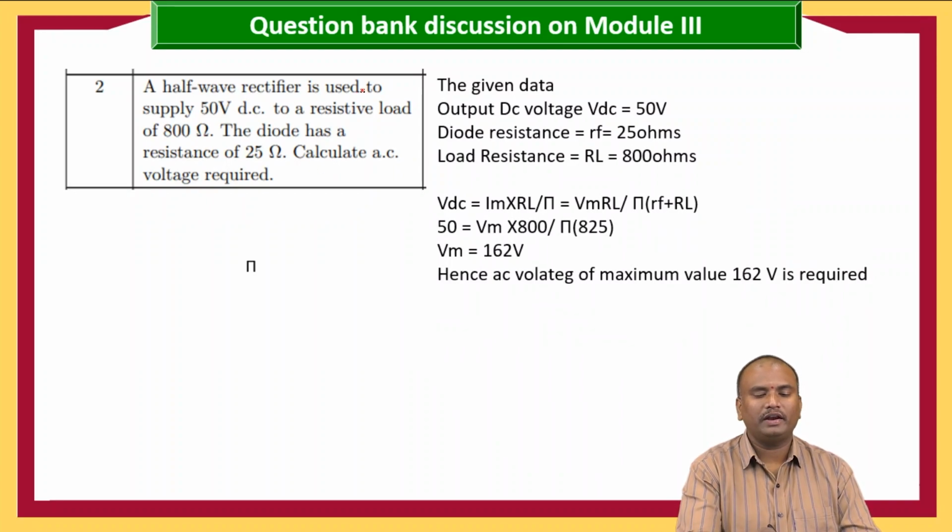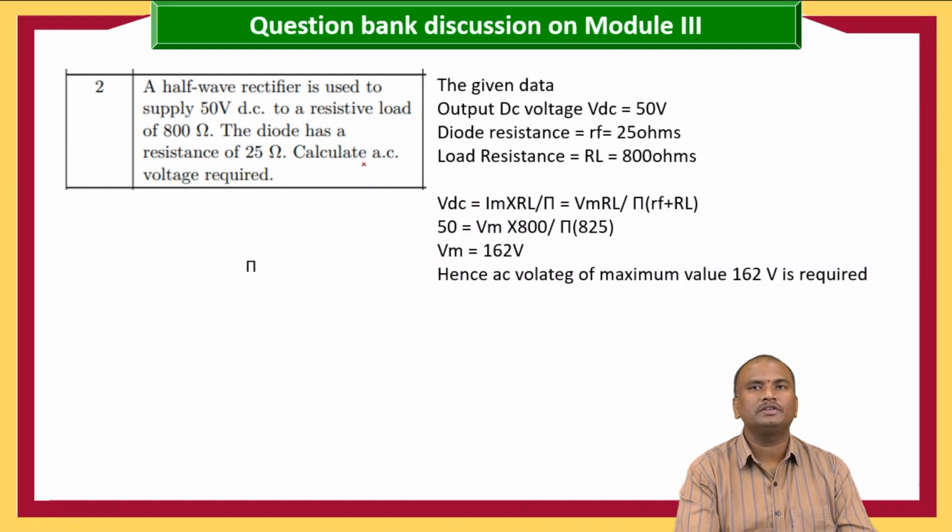Now a half wave rectifier is used to supply 50 volts DC to a resistive load of 800 ohms. The diode has a resistance of 25 ohms. Calculate the AC voltage required. The given data: output DC voltage is 50 volts, diode resistance is 25 ohms, and load resistance is 800 ohms.